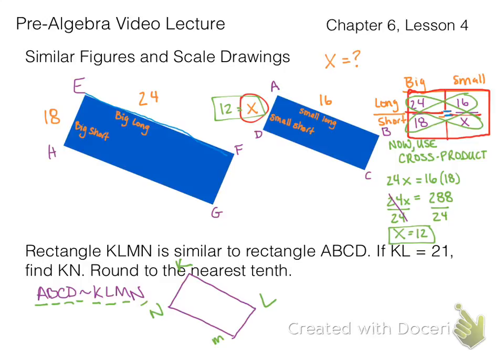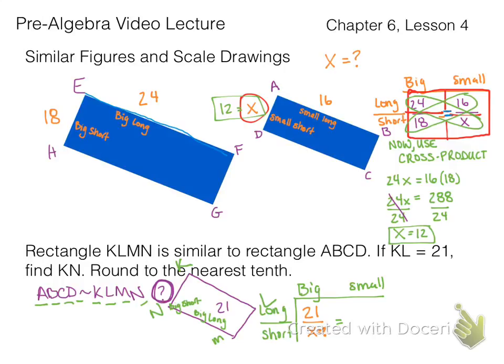So we know that side KL is 21. We want to find KN. All right? We want to find KN. So I'm going to set up the Punnett square kind of like I did with the one above, where we have the big short and the big long. Big short, big long. Right. And we're going to start filling it in.